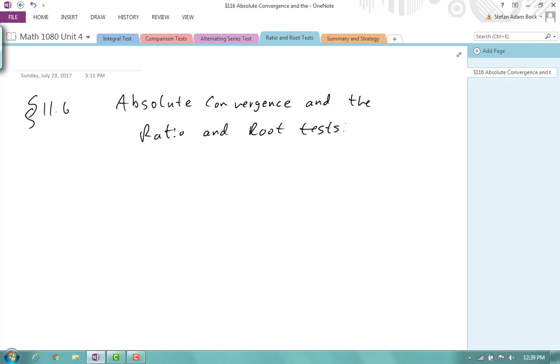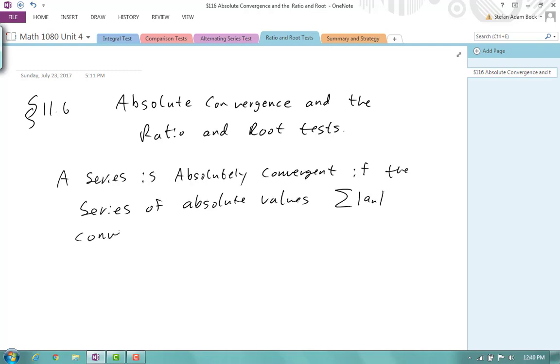Now the ratio and root tests are actually pretty valuable because they won't just tell you whether or not something is convergent or divergent, but they will tell you if something is absolutely convergent. And I made a mention of this at the end of one of the other videos. So a series is absolutely convergent if the series of the absolute values, so if I tack on an absolute value bar to everything inside of the sum, is a convergent series.